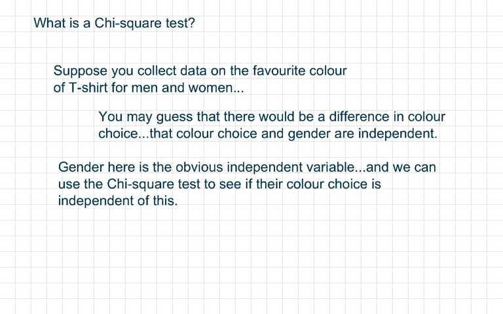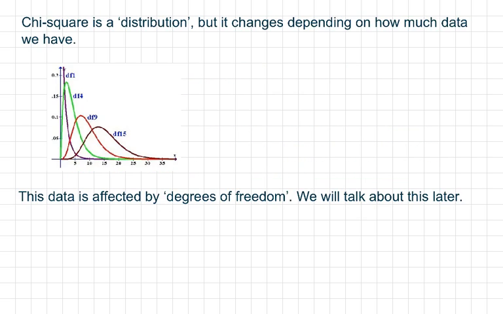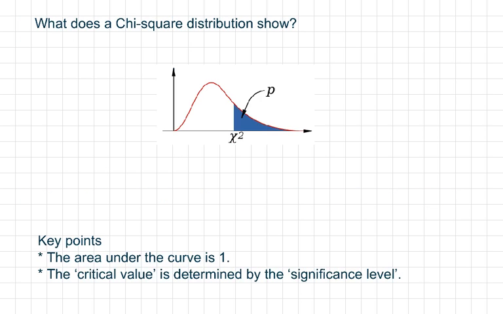It tests for independence. Gender here is the independent variable, and we can use the chi-squared test to see if their colour choice is independent of this. The chi-square is a distribution, just like the normal curve and the other probability curves that you've been looking at previously, but it changes depending on how much data we have. The data is affected by degrees of freedom, but I'm going to do another video about that later, okay? There's just a different distribution depending on the type of data there.